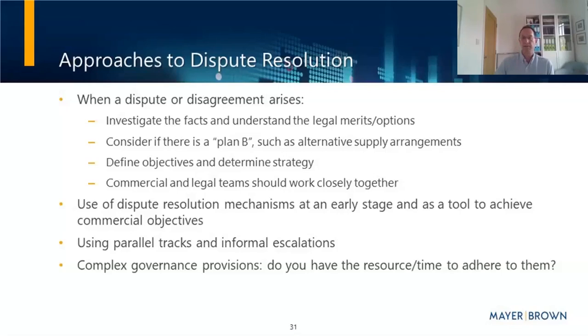More specifically to supply chain, it's absolutely critical to establish whether there's a plan B. This will help you decide what options might be open. For instance, it's unlikely to be realistic to threaten termination of the relationship if there are no other immediate supply options. I've talked about partnerships, making sure that commercial and legal teams work closely together. That's absolutely critical, particularly at the outset of a dispute, so the legal team really understand what the impact of the issue is and how best to go about solving it.